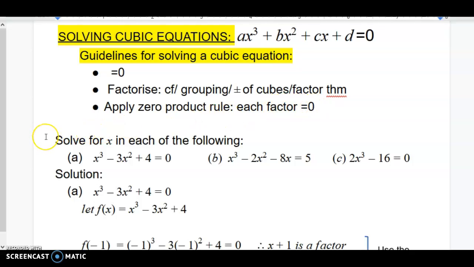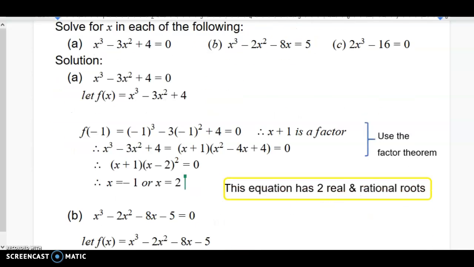Let's look at a few examples. Solve for x in each of the following. Let's look at a. So let's see, is it in standard form? Yes, it's equal to 0. And so now all we have to do is factorize it. There's no common factor. Neither is there the sum or the difference of two cubes. There's no grouping involved here. So we must apply the factor theorem. So we look for possible factors and we test. Go through that whole procedure and we show the one that is a factor.